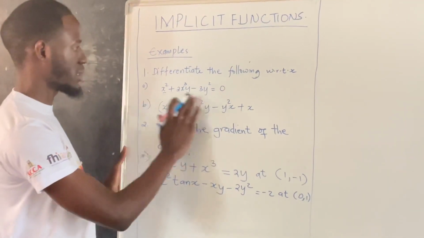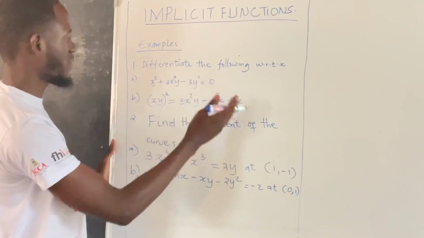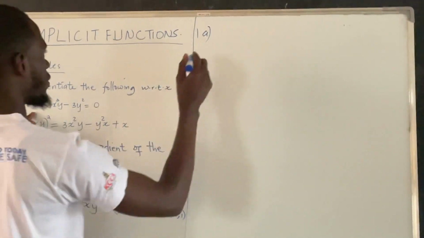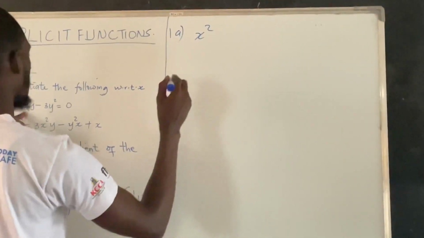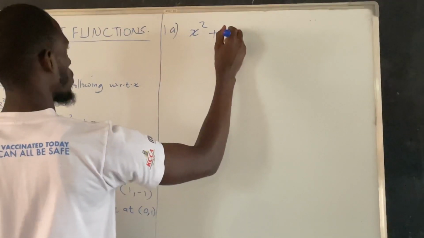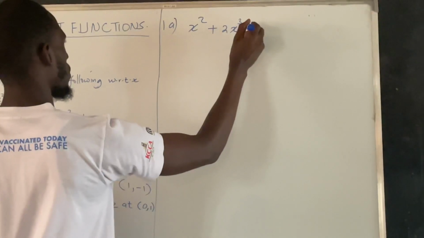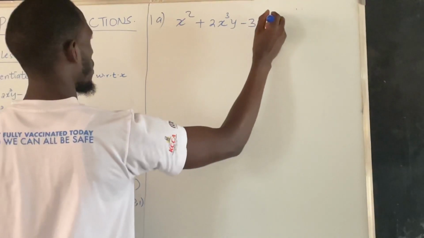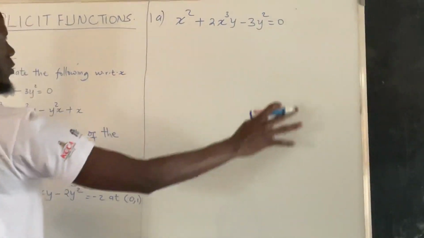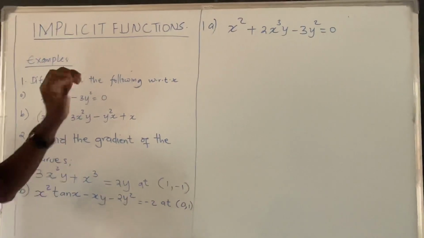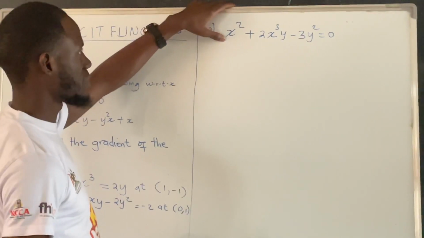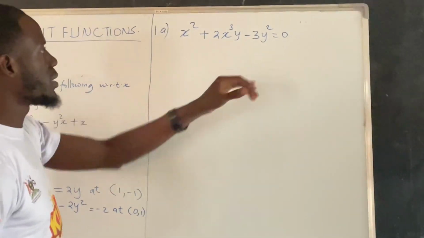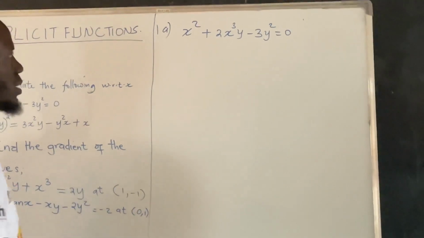Now, like these numbers here, we can look at the first example. Example 1, part A, we want to differentiate x squared plus 2x cubed y minus 3y squared, and this is equal to 0. How can you differentiate an expression like that? When you try to make either variable the subject, it is literally impossible. So you just have to differentiate each term independently. And how do you do that?